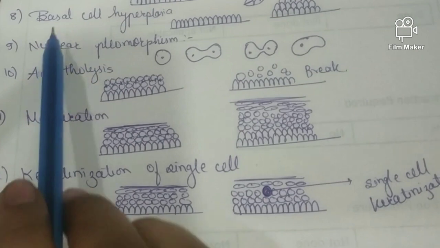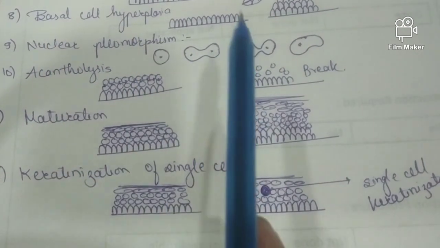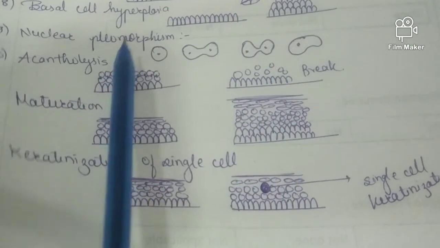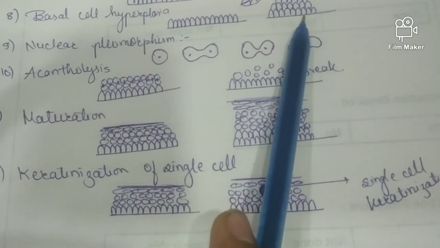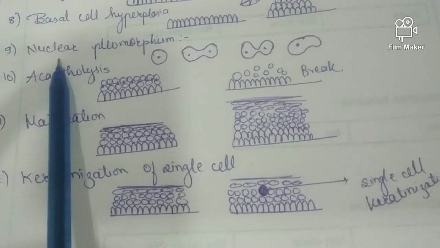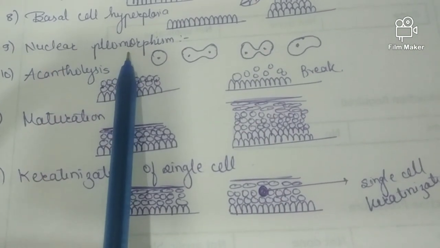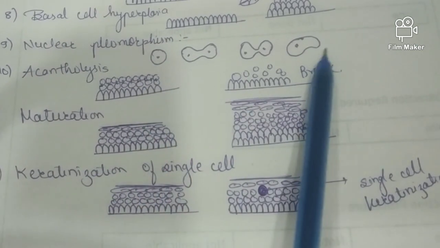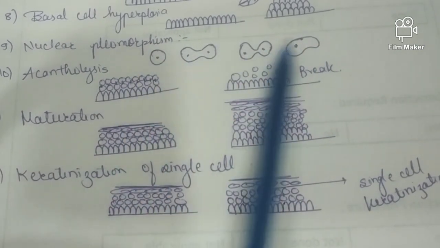Eighth feature is basal cell hyperplasia. Increase in the number of cells in the basal layer is seen. This is a sequela of exposure to irritants. Ninth is nuclear pleomorphism, that is, shape change is seen. Various distinct forms are seen in the nucleus.